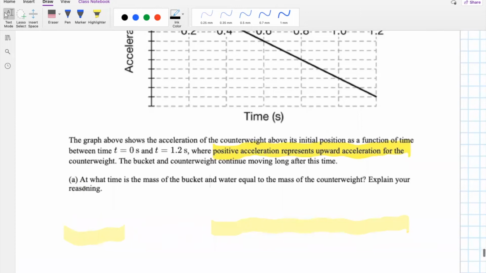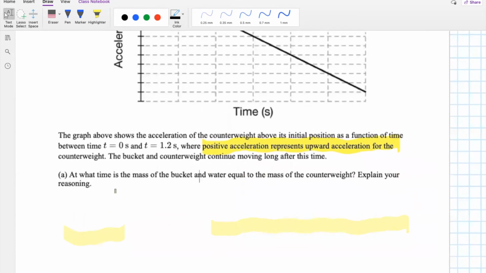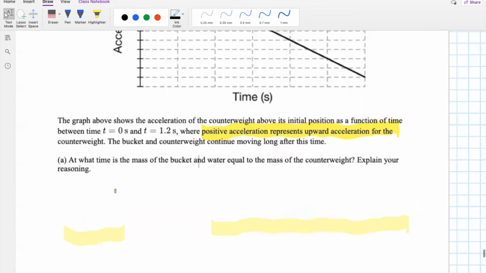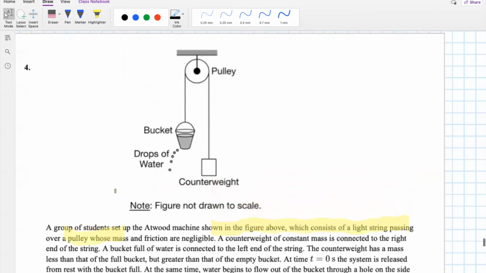So the question reads, at what time is the mass of the bucket and water equal to the mass of the counterweight, and explain your reasoning? Well, with these Atwood machine problems, we only have accelerations when there is a difference in weight on either side of the pulley. And we're going to ignore the torques and any of that motion of the pulley. You don't need to worry about it. It has negligible mass, therefore negligible rotational inertia.